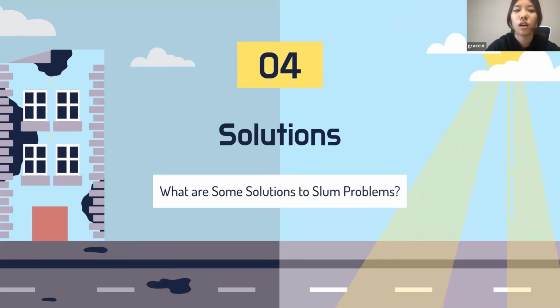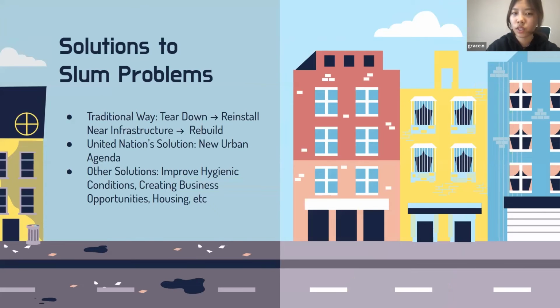What are some solutions to slum problems? The traditional way that numerous countries used was to tear down slums and install them near public infrastructure and build new houses for slum dwellers. This happened in Rio in advance of the 2016 Rio Olympics. However, the approach was filled with issues. It may not be comprehensive and can only be implemented if finances allow.